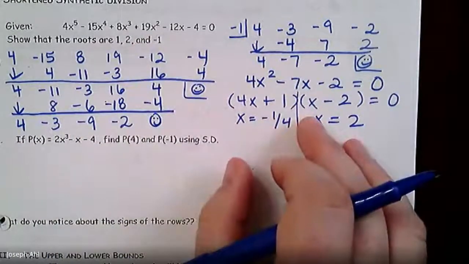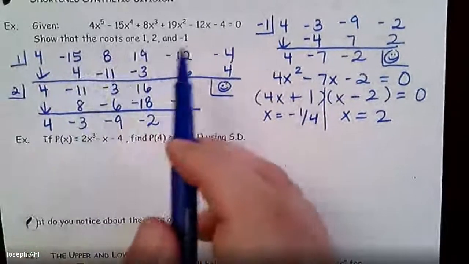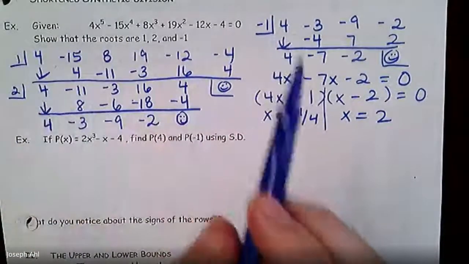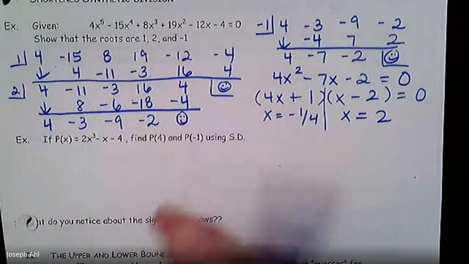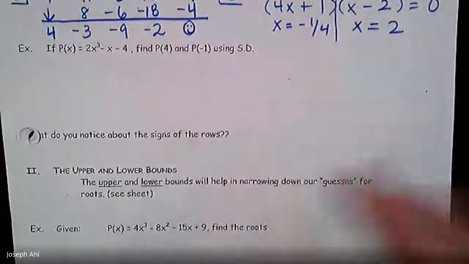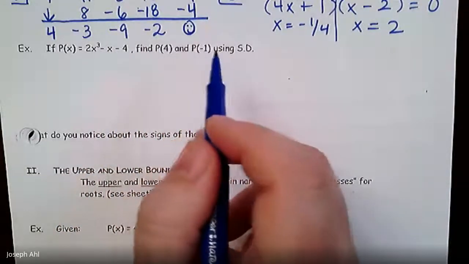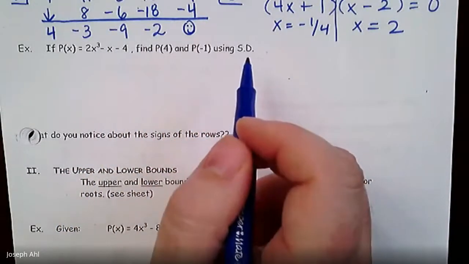Eventually, though, we have to come up with a way to know what we should be testing. So far, I've been giving you that list of roots, and that's coming. That's one of the last tools that we'll learn. Let's go ahead and take a look at this next one. P of x equals 2x cubed minus x minus 4. It says find P of 4 and P of -1 using synthetic division.